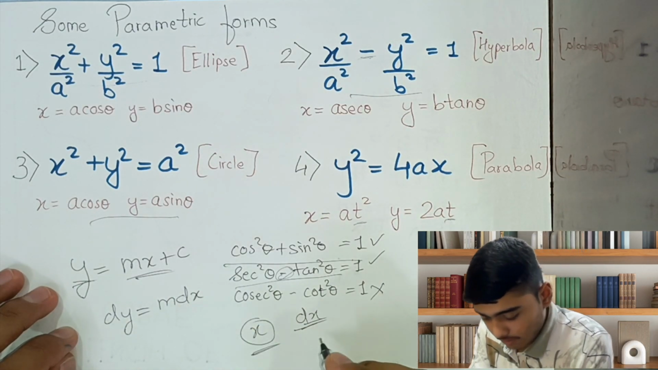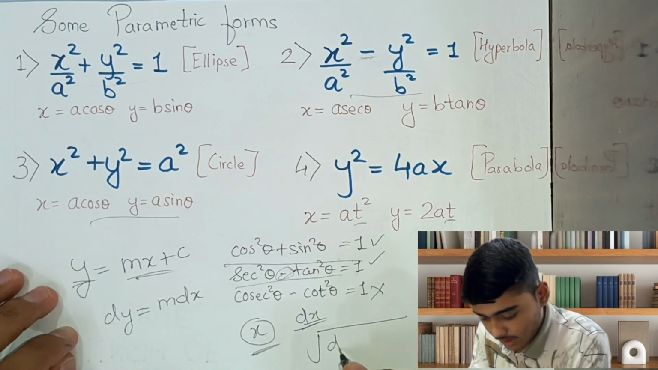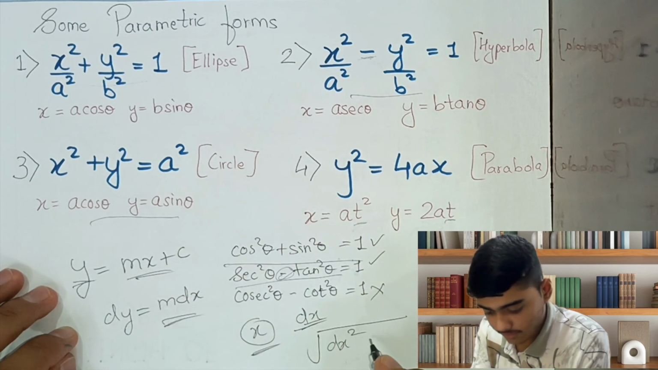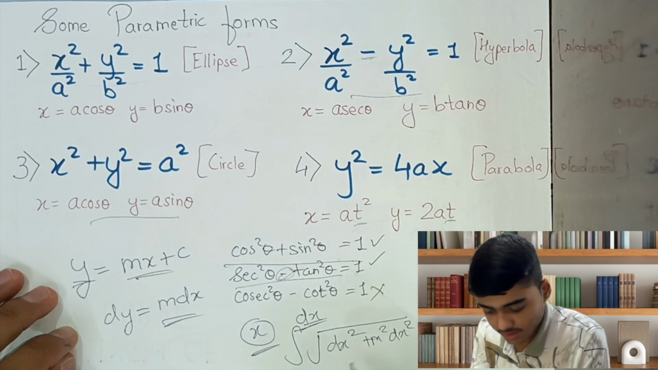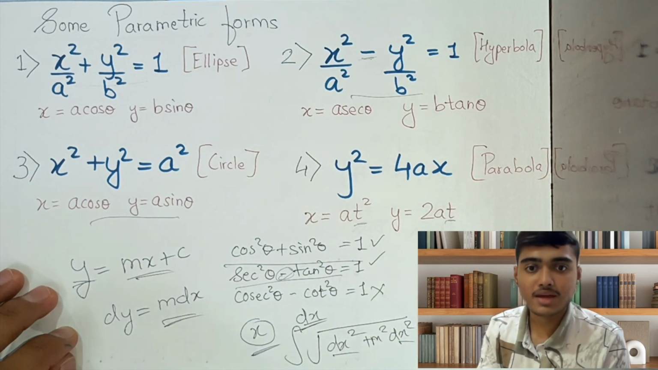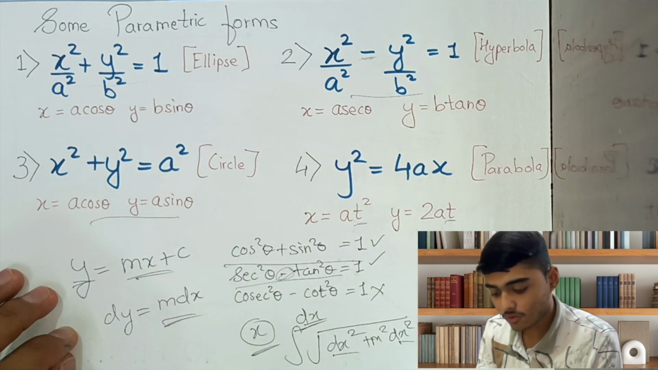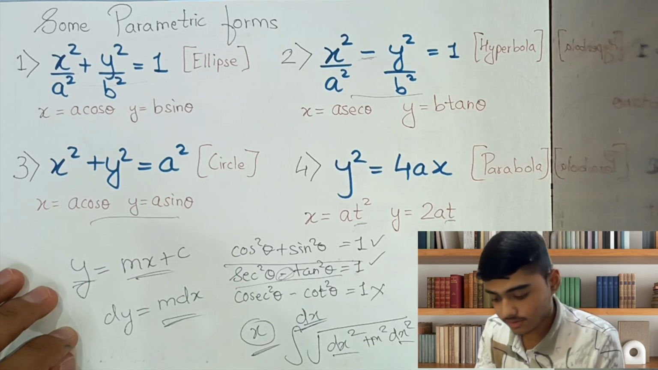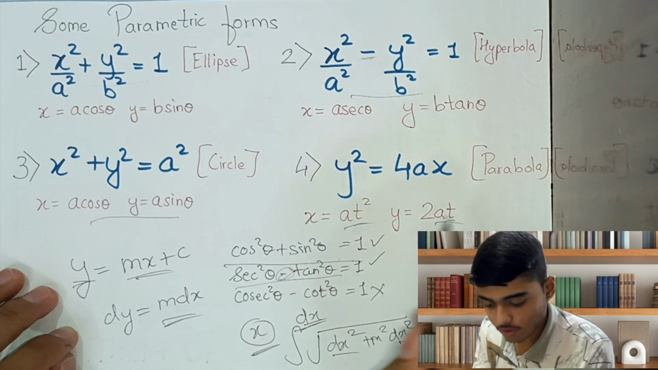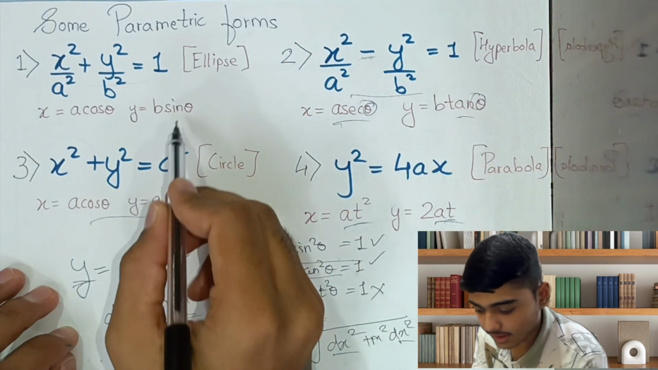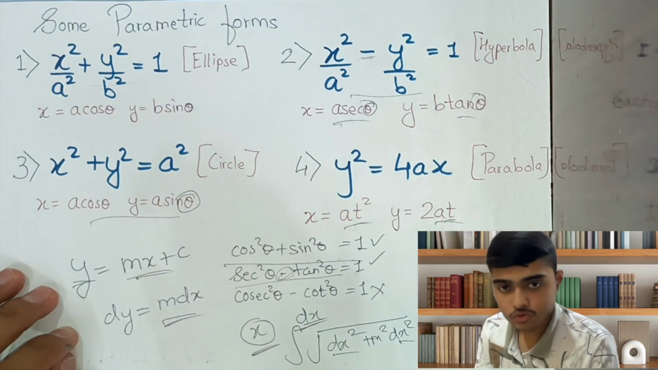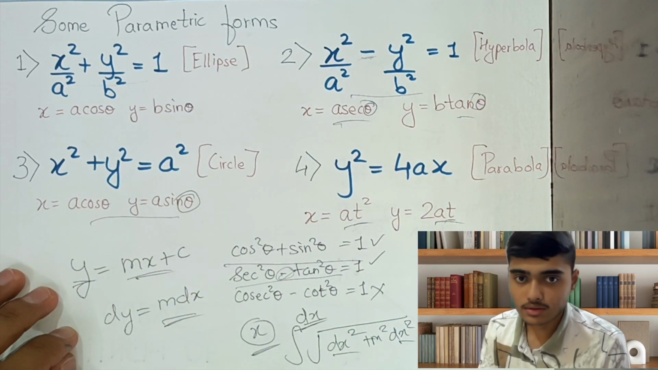Now when I do under root of dx square plus dy square, I will get the integration in only one parameter, which is x. So that's what I want, and that's why I use the parametric form in every place to get a single parameter while integrating, so we can perform the integration.